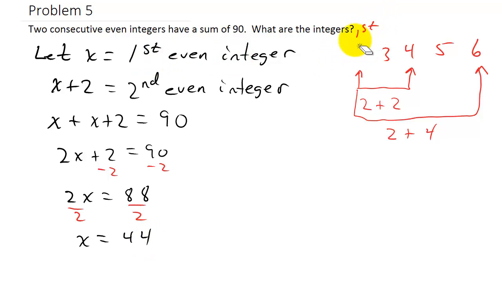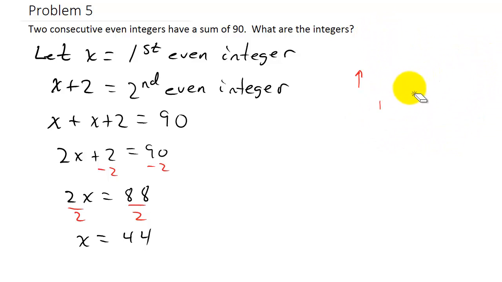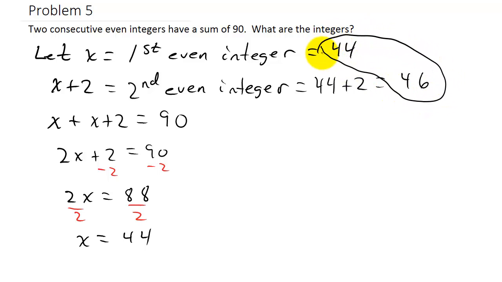Let me go ahead and erase this and get it out of the way. My first even integer is 44, and my second even integer would be the first one, 44, plus 2, which is 46. And so there's my two consecutive even integers.